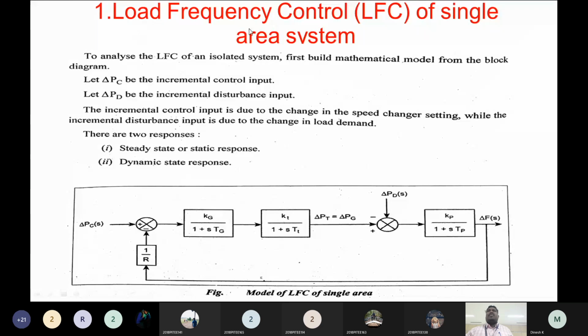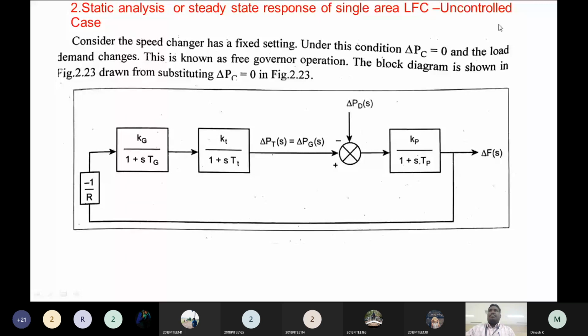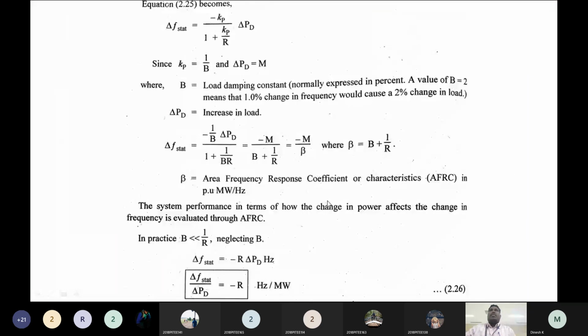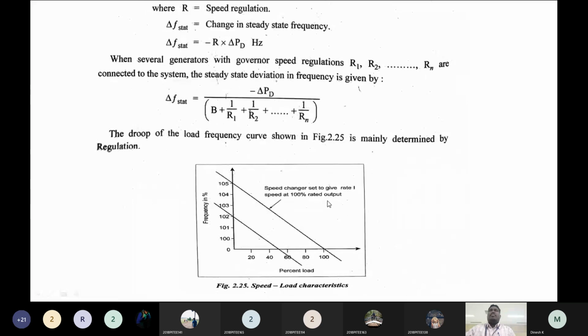So first we have the load frequency control case of the single area system. For just one area, what we did is we obtained the steady state and static response, and the dynamic state response. Both the controlled case as well as the uncontrolled case. So based on this general model only, we obtained all the analysis. So we performed static analysis. For the uncontrolled case, we made del PC zero and kept only del PD and took the transfer function. Similarly, in the next, we kept del PC and made del PD zero.